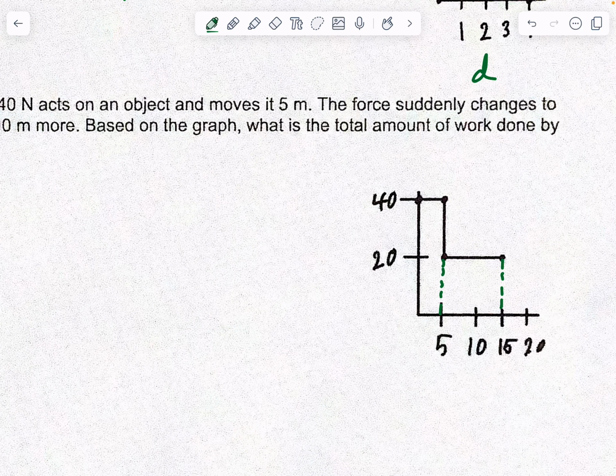So that first square has a base of 5, height of 40. So 5 times 40 is 200. And it's not a triangle anymore, so don't half it. Okay, and then you have your other square.